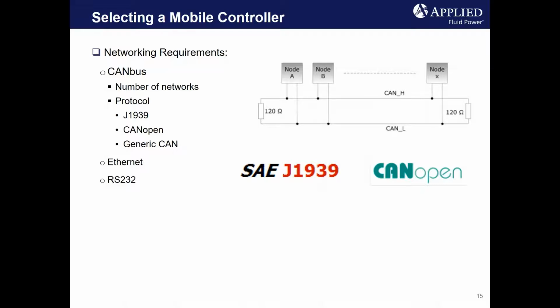Generic CAN would be raw CAN messages that do not follow a specific protocol, such as J1939 or CANopen. But they are used in mobile applications where maybe you have a proprietary CAN message that you don't really want to follow a specific protocol.